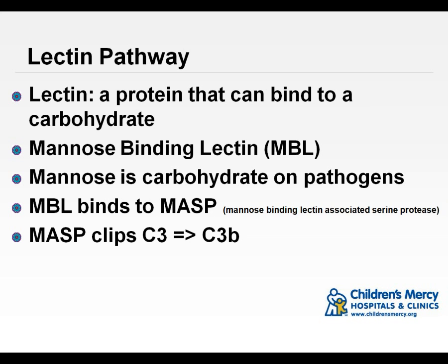Okay, so this mannose-binding lectin can bind to something called MASP, or mannose-binding lectin-associated serine protease. Not something you need to know. Just know that mannose-binding lectin binds to MASP, which will then clip C3. And you make a bunch of C3b, and then things progress in the same way as before. So far, we've learned that C3 can spontaneously cleave to C3b, or MBL can bind to MASP, and then MASP can clip it.